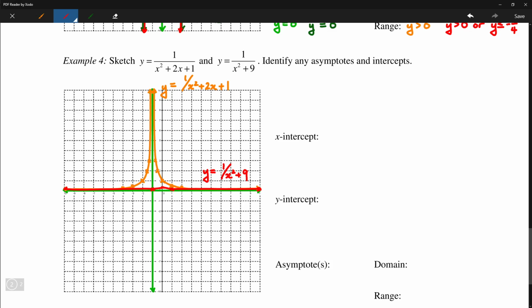It says here, identify any asymptotes or intercepts. So let's look at the first graph, y equals 1 over x squared plus 2x plus 1 first. Notice that that can be rewritten as y equals 1 over x plus 1 all squared. It is factorable. So if we look at the non-permissible values part, which is usually how we find the vertical asymptotes, then we want x plus 1 all squared cannot be equal to 0.